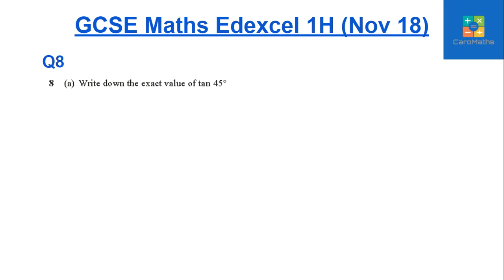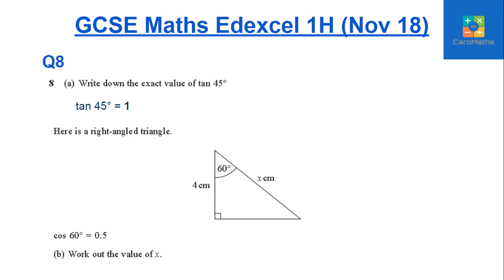Question 8. A. Write down the exact value of tan 45. And these values you just need to memorize. You might be able to work it out by drawing the curve, but it's easier to just memorize them, and then you can just write it down without thinking about it, without wasting any time. Tan 45 degrees is 1.